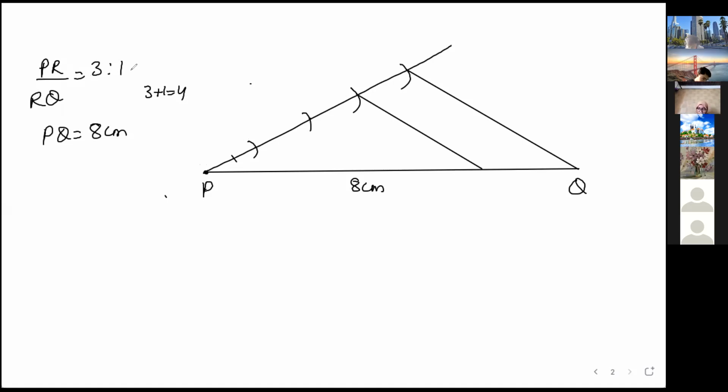Now we have to make 3:1. So 1, 2, 3, done. So this point is R, which cuts it into a 3:1 ratio. Understood?